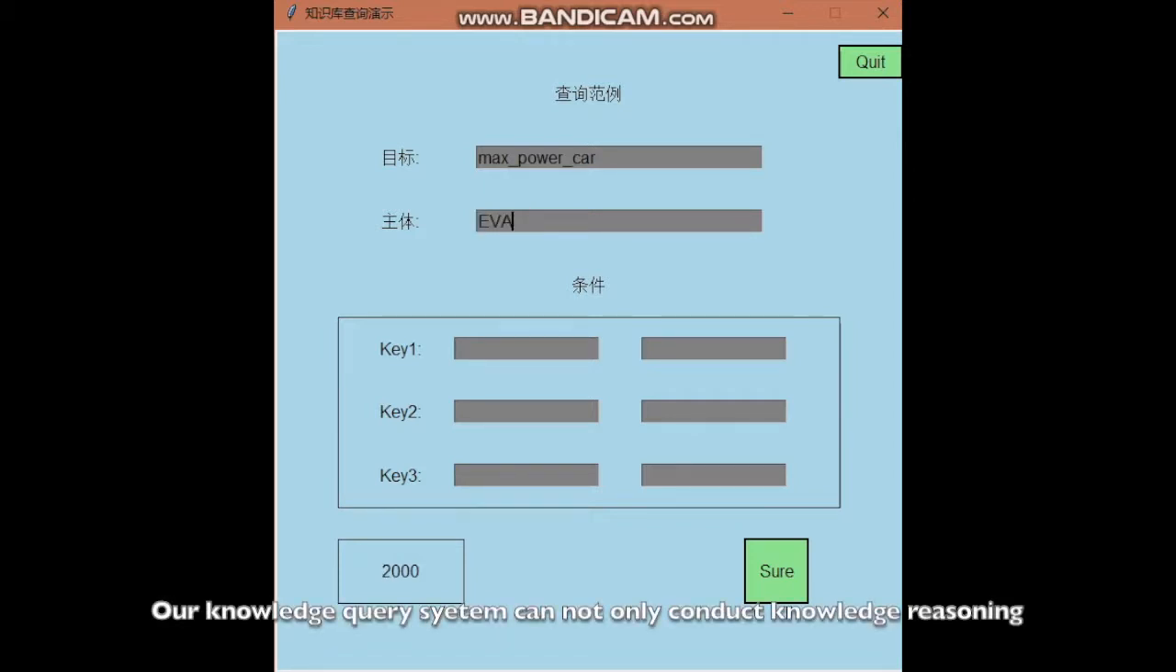Our knowledge graph system can not only conduct knowledge reasoning, but also perform calculations based on known parameters and user inputs. Enter the key factors now to see the powerful computing function of our knowledge graph.